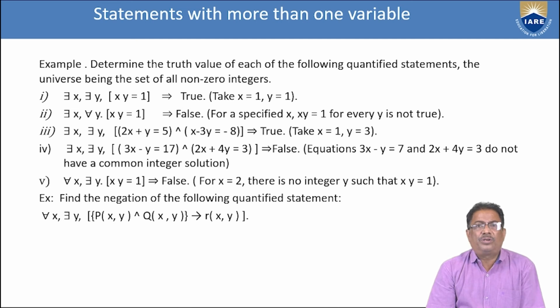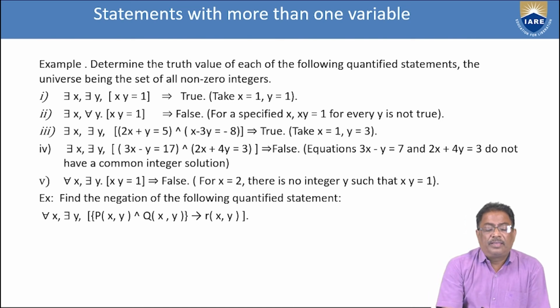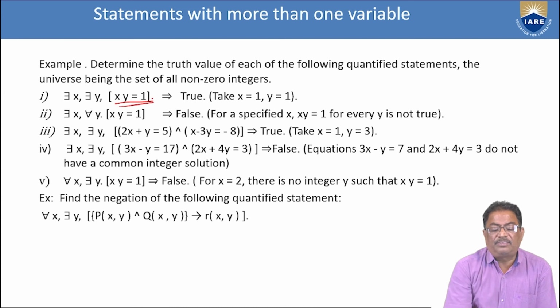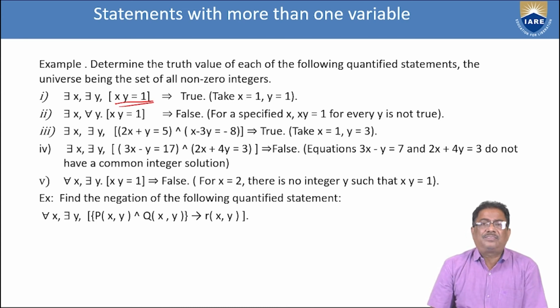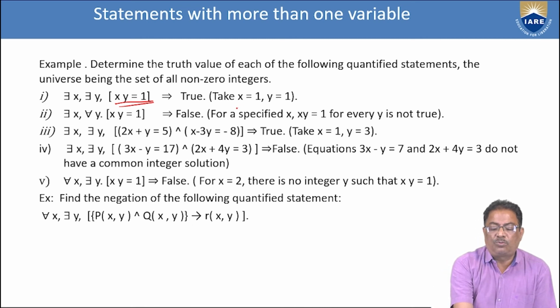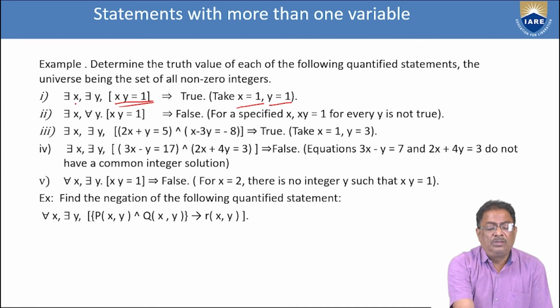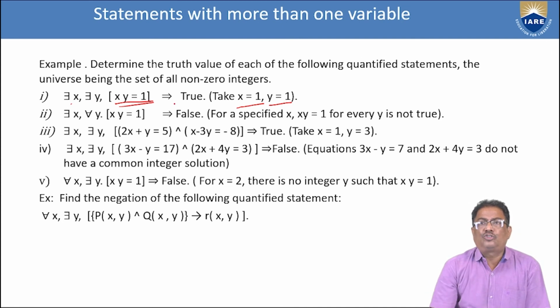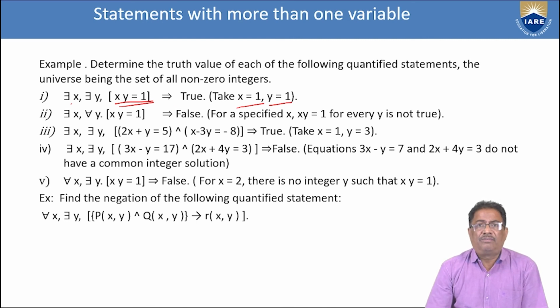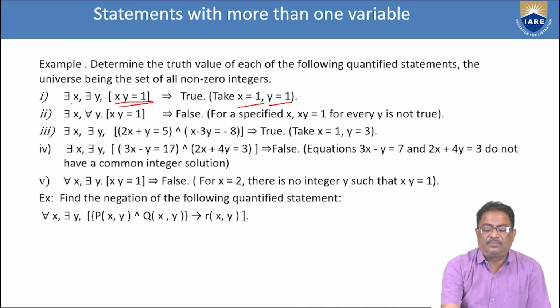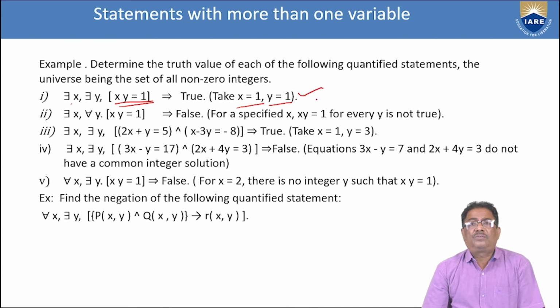In the same way, determine the truth values. There exists x, there exists y, xy is equal to 1. So there exists means we take one value. Let us consider x is equal to 1, y is equal to 1. So the product will become 1. It is true. I cannot consider it for all y, only for this one. So the truth value is true.